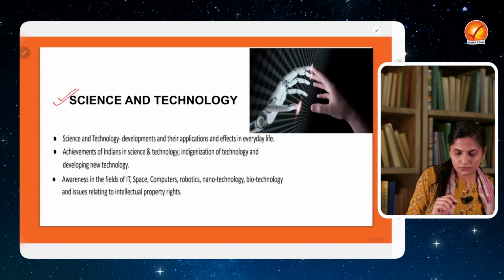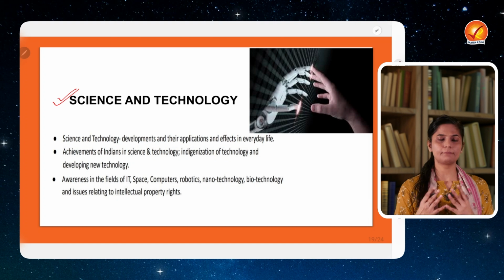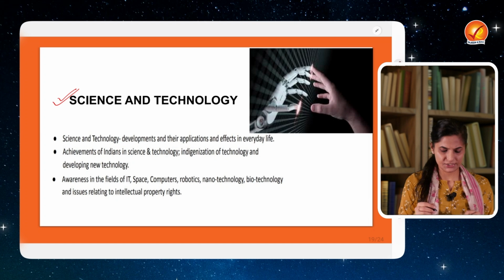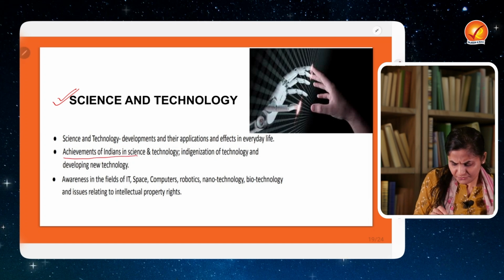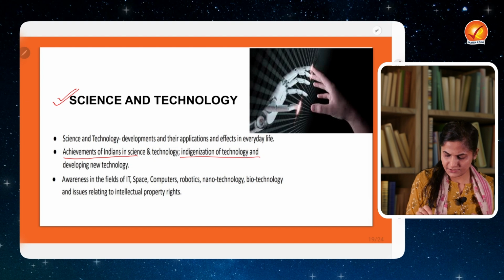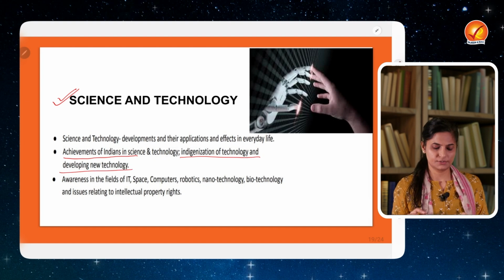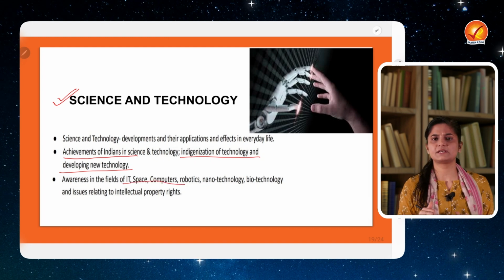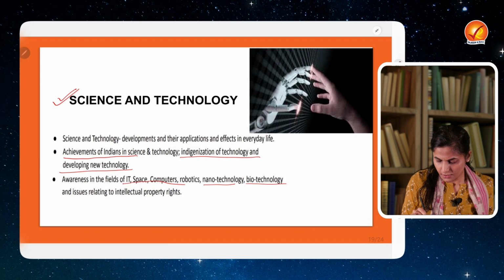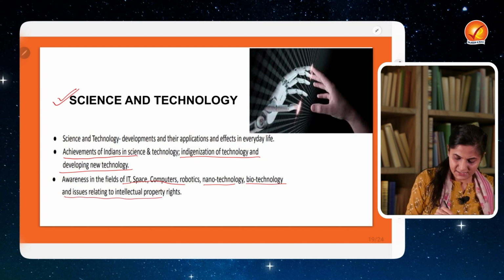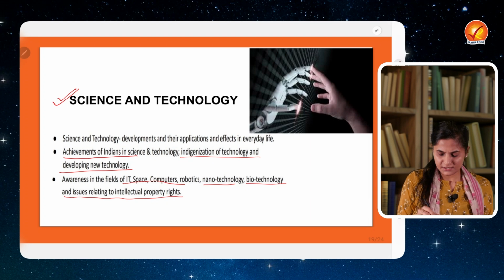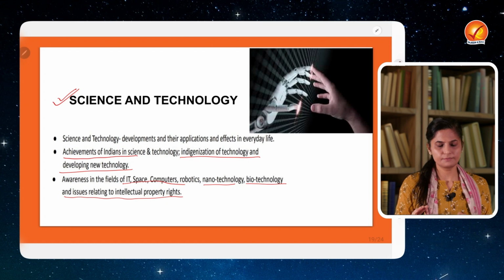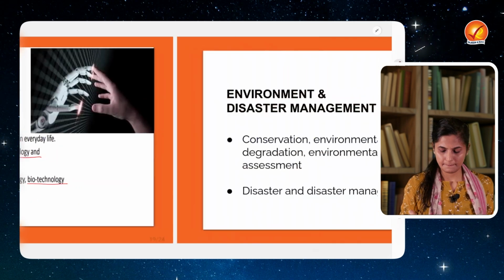Then under science and technology, you have to read about various inventions, applications, technologies and the contribution of indigenous technology and indigenous inventors. Achievements of Indians in science and technology, indigenization of technology and developing new technologies. So you have to remember those as well. Then new fields could be there, for example robotics, cryptocurrency, biotechnology, as well as various inventions, be it in the agriculture field, the medical field or educational aspects, be it in the space field or defense field.